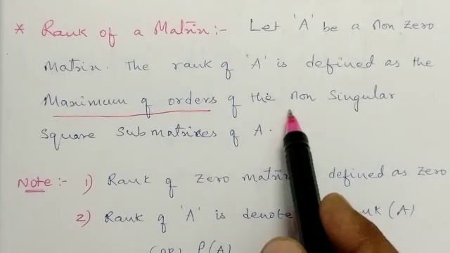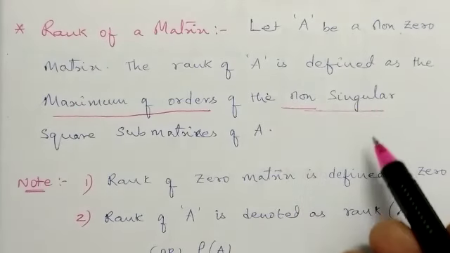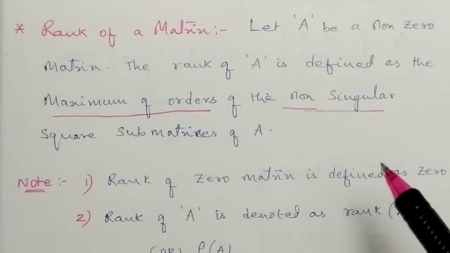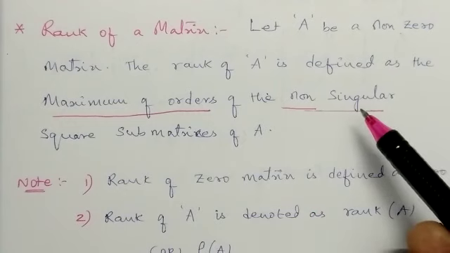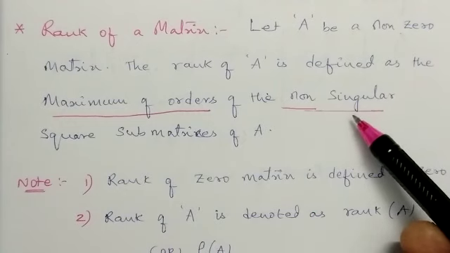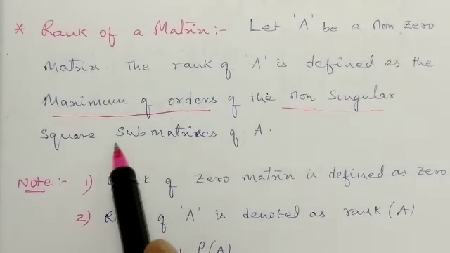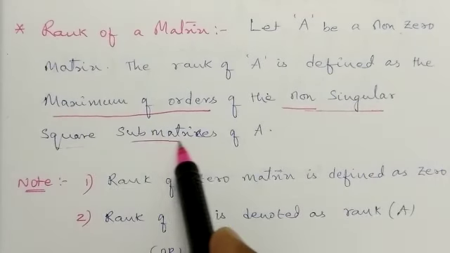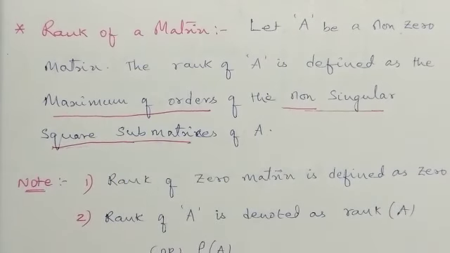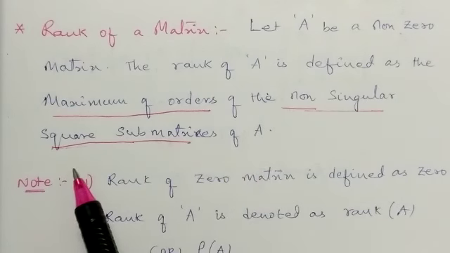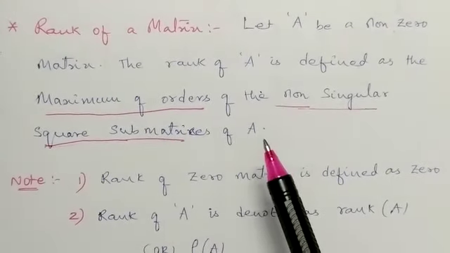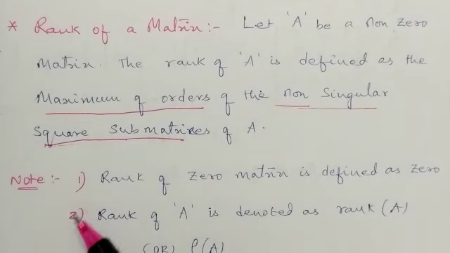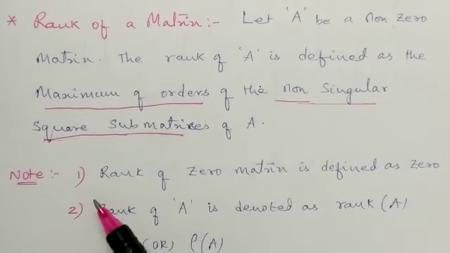The word non-singular means whose det is not equal to 0. Square submatrices. Let us see with examples. Later we will discuss these two observations.